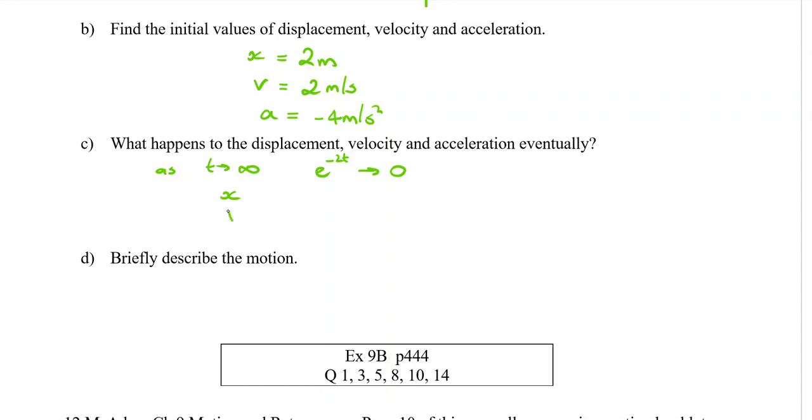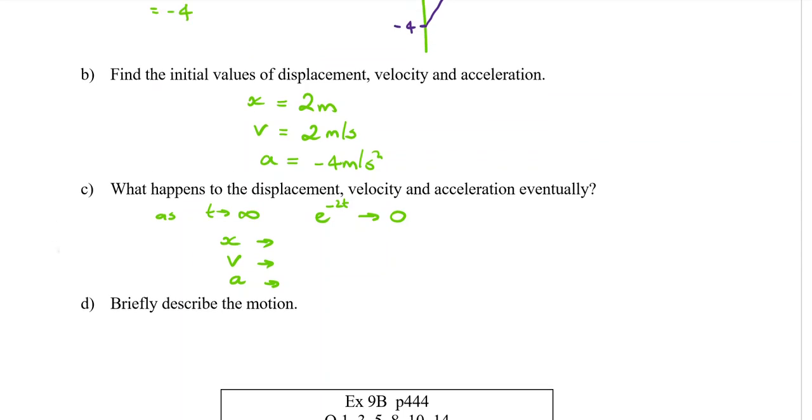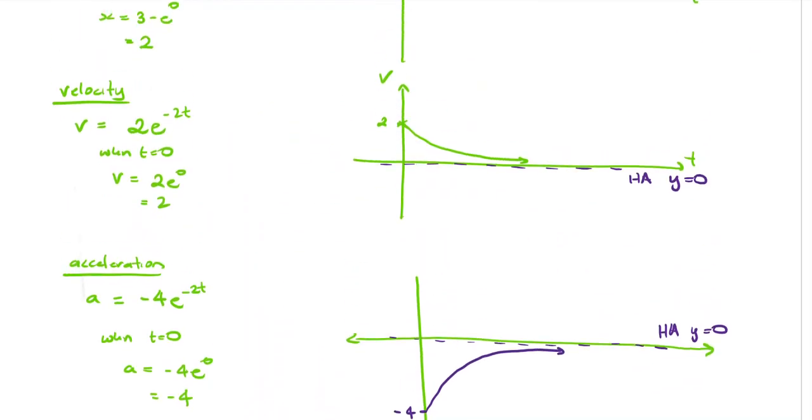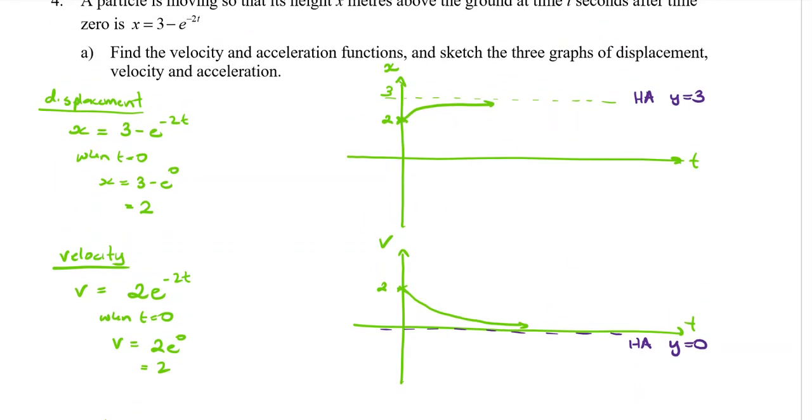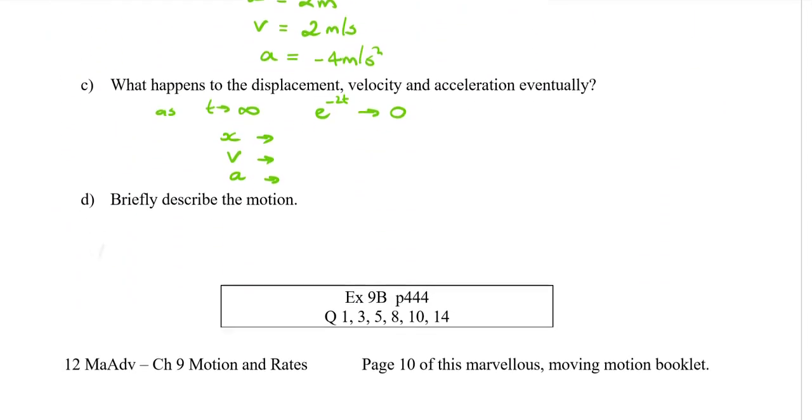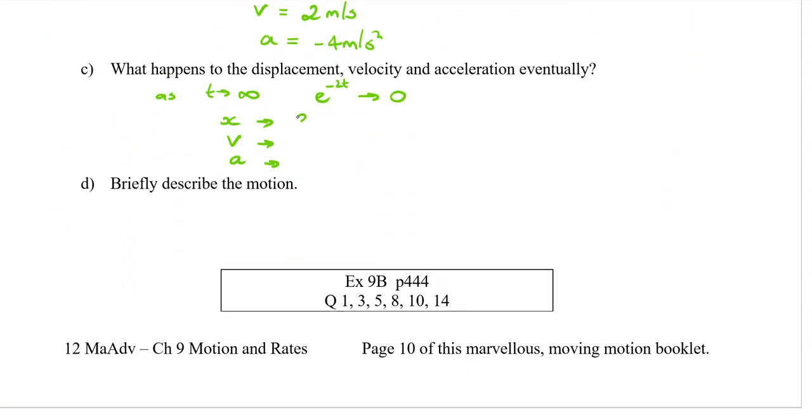So let's look at our x, v, and a. The x equation was 3 minus e to the minus 2t. It's up here. There it is. Okay, so this part here is approaching 0, which means my graph is approaching the 3. It's basically where the asymptotes are. Okay, so the graph for displacement is approaching 3. For velocity, it's approaching 0. And for acceleration, it's approaching 0.